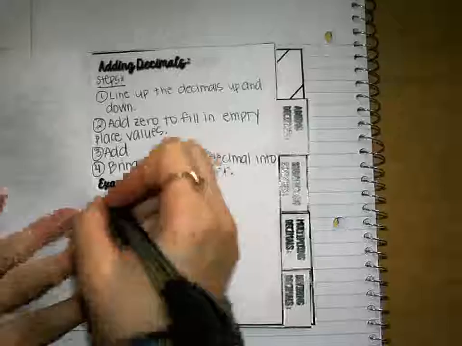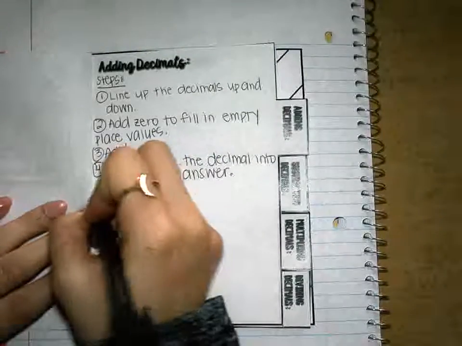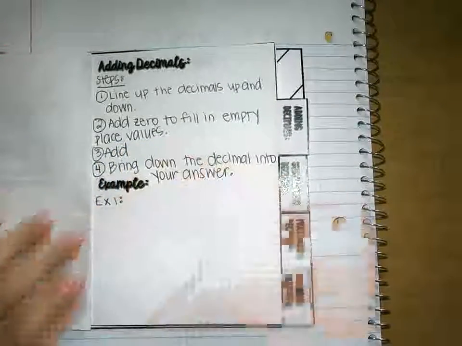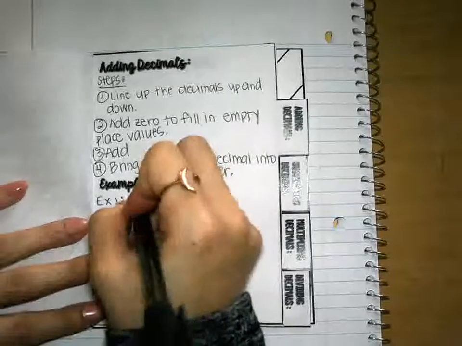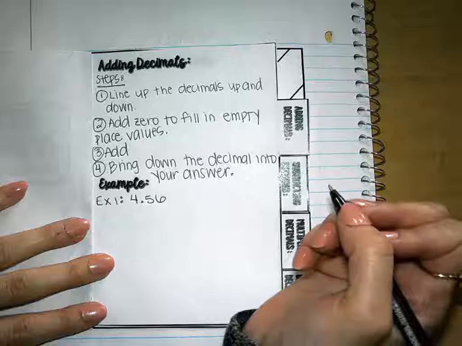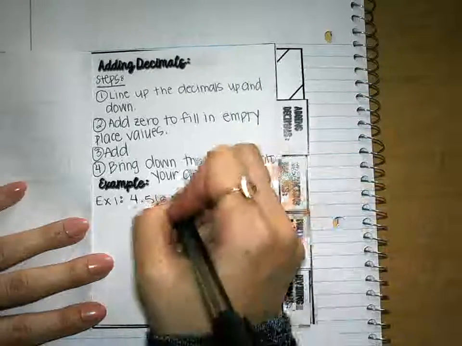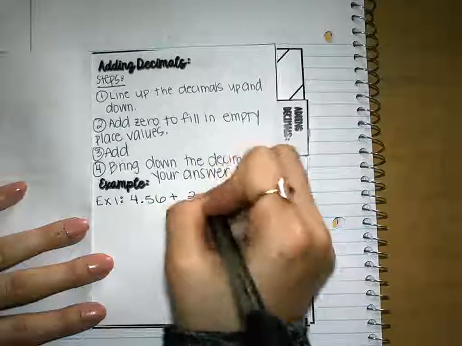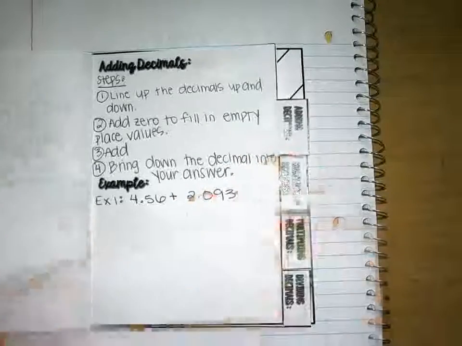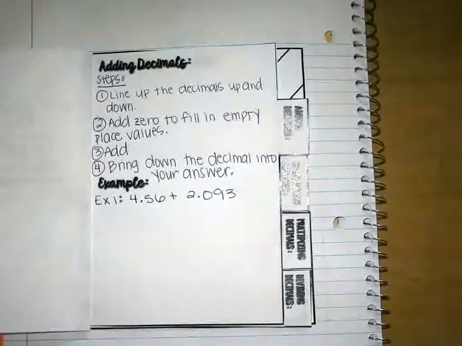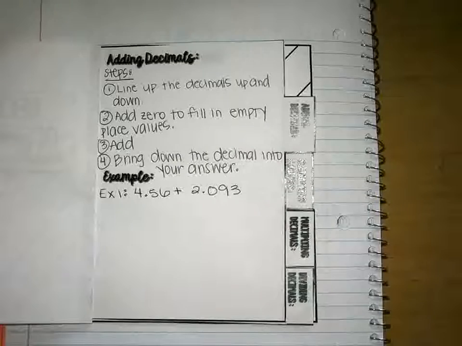Okay, let's do an example. So here's example 1. If I gave you 4.56, or 4 56/100ths, and I want to add 2.093, or 2 93/1000ths together, what does step 1 tell me I need to do?